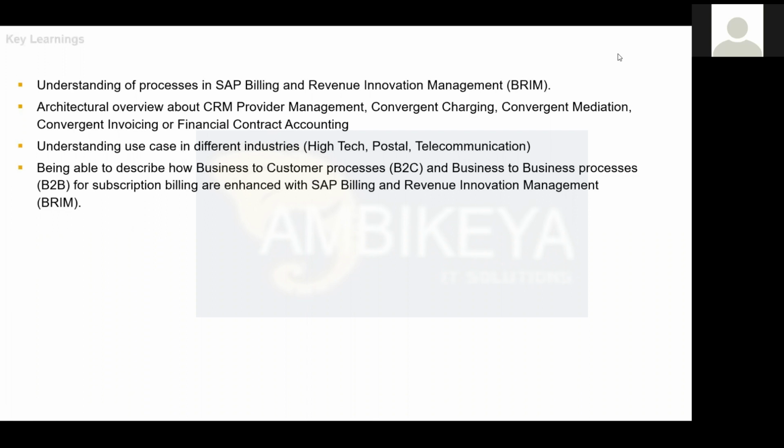We use in our training different industries like high-tech, postal, and telecommunication to have different use cases in mind when we are discussing the processes, and you should be able to describe how customer processes and B2B processes for subscription billing are enhanced. That would be the idea of what I think the key learnings of the AC230 are.